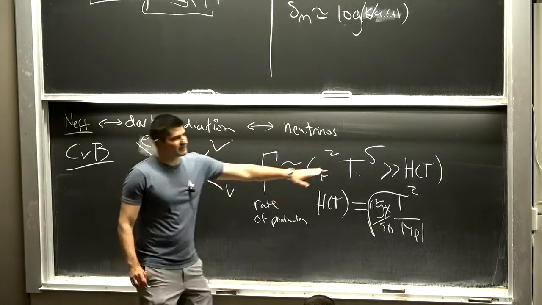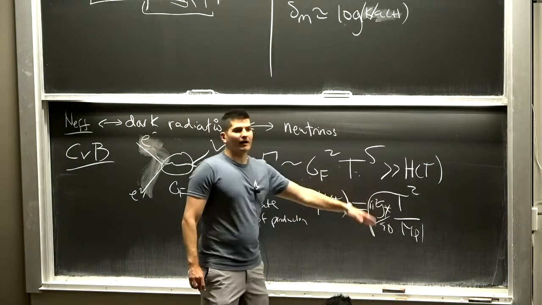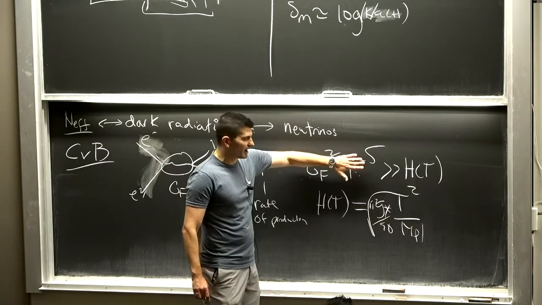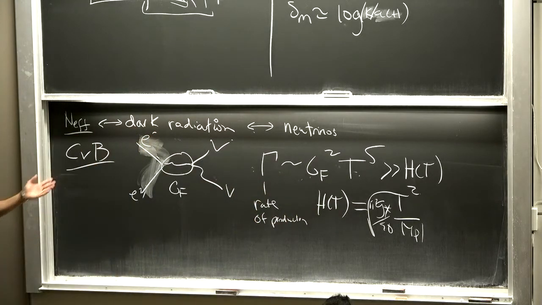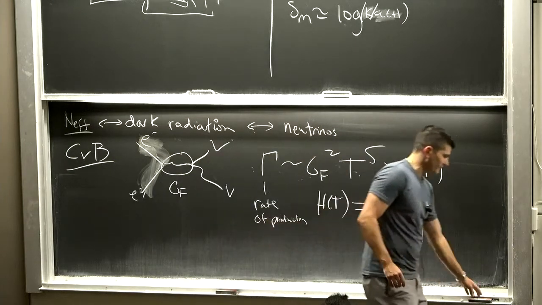When T is really big, this is obviously going to win over T squared. The opposite is true when T is very small: this thing is going to become unimportant and the expansion is going to win. Once expansion wins, you just have dilution of neutrinos. They're not being produced anymore. They're just diluting with the expansion of the universe.